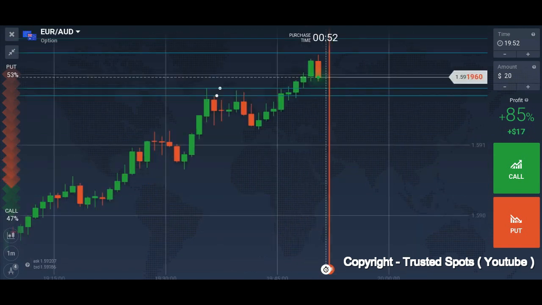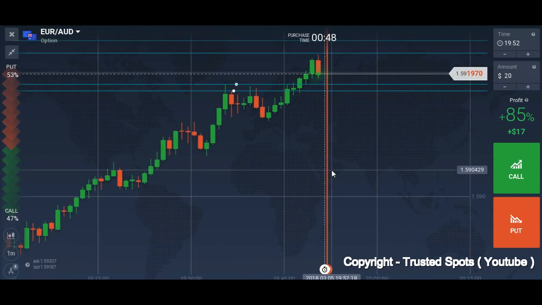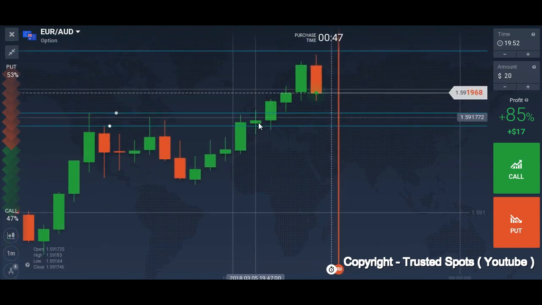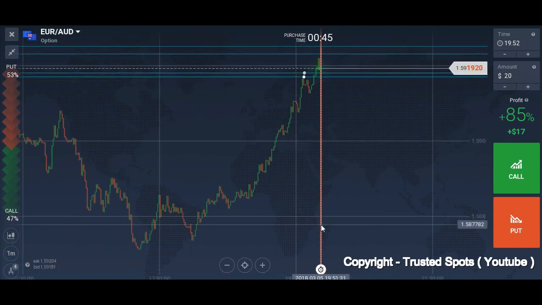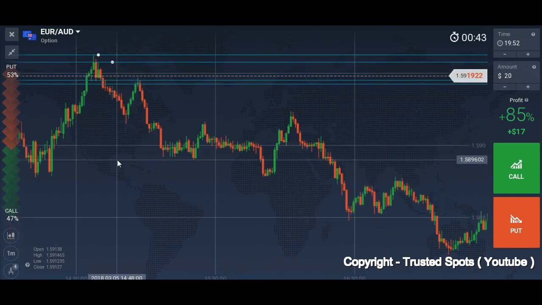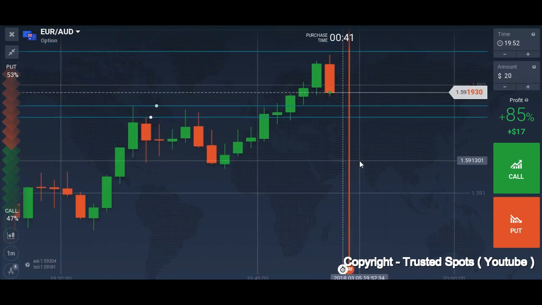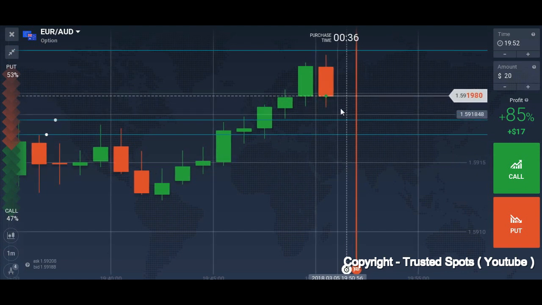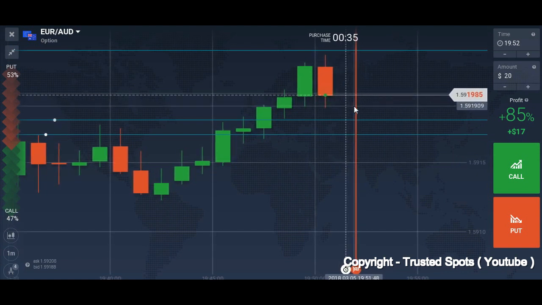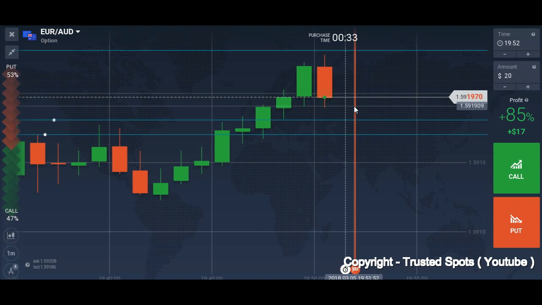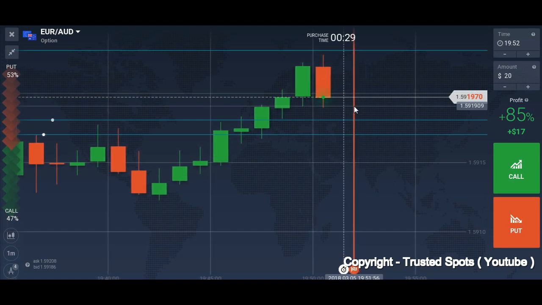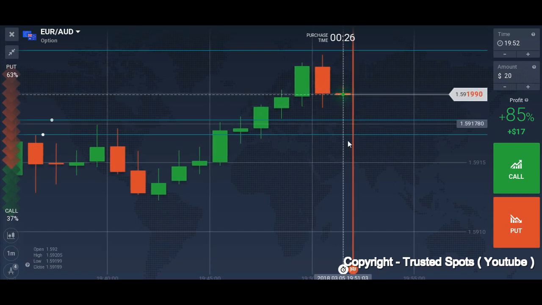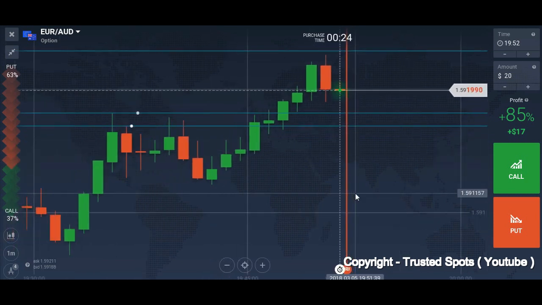So here, okay, here we have a breakout. You can see the level has been broken, and yes, the trend is uptrend, so we can place a trade in the direction of trend. Let's wait for the market. Okay, it's going to close. Okay, it's closed, and let's wait.